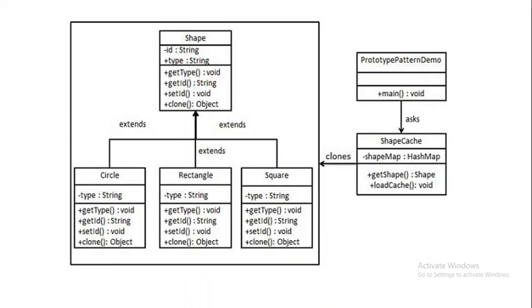For example, you see shape is one class and subclasses are circle, rectangle, square. And with this we can implement along with the clothes. Another one is prototype pattern demo, the main method, shape cache, and the members are shape map, hash map, get shape, load cache.